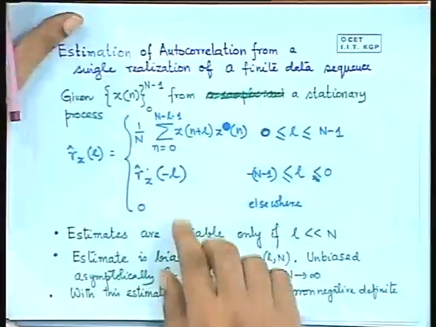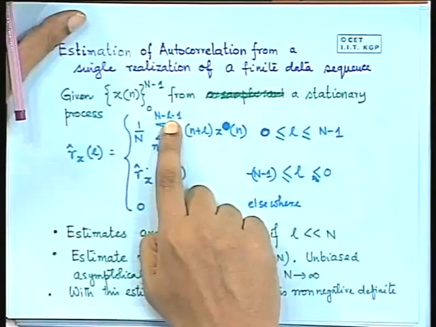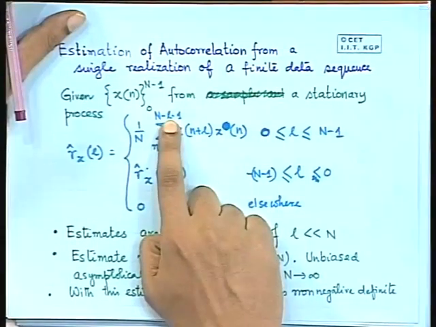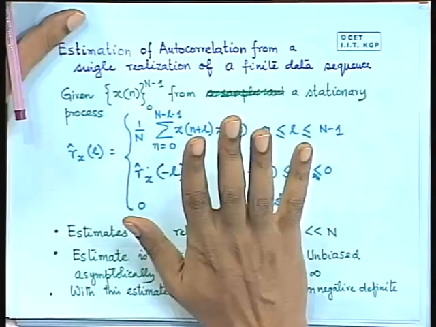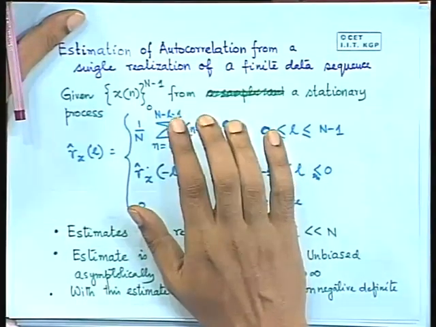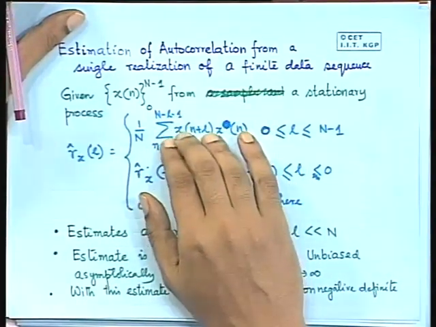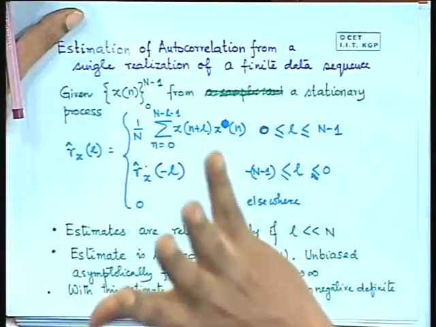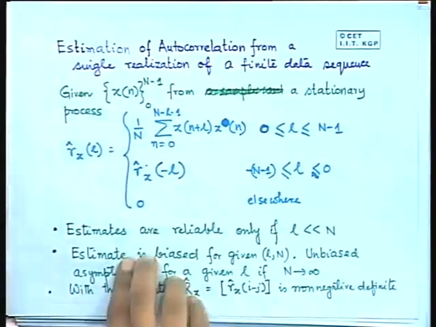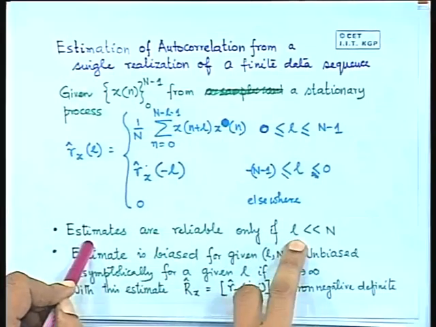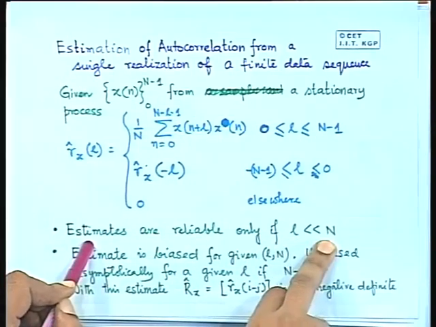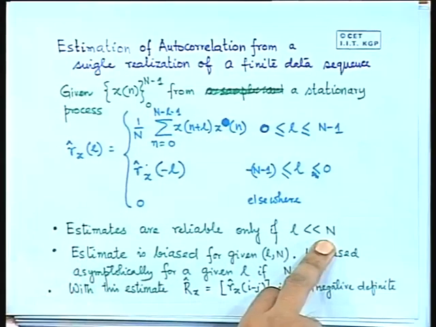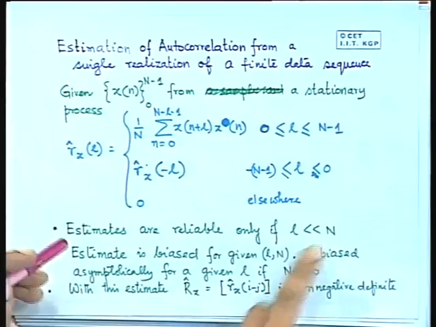To make it reliable, you must base it on more data, and you must take an average over a large number of data. So in general, L should be much smaller compared to N. Only then is the estimate of this correlation going to be reliable. Otherwise its variance will be too much. The estimates are reliable only if L is much less than N, otherwise that estimate will not be reliable at all.